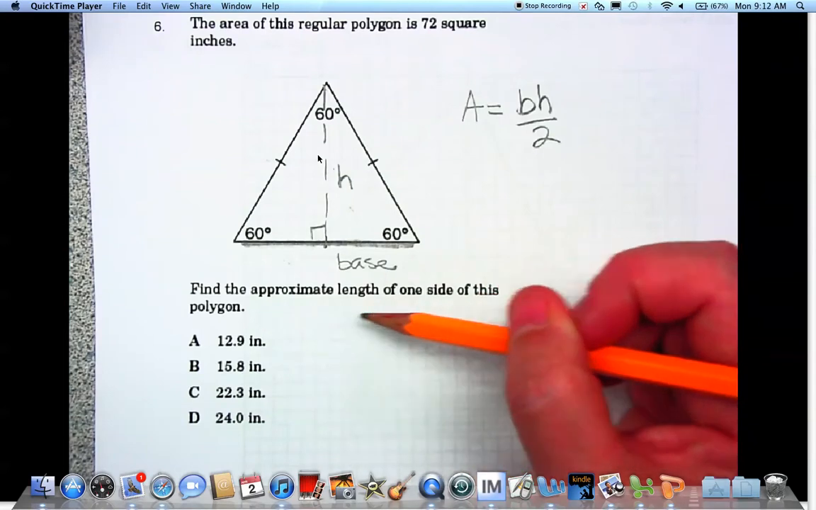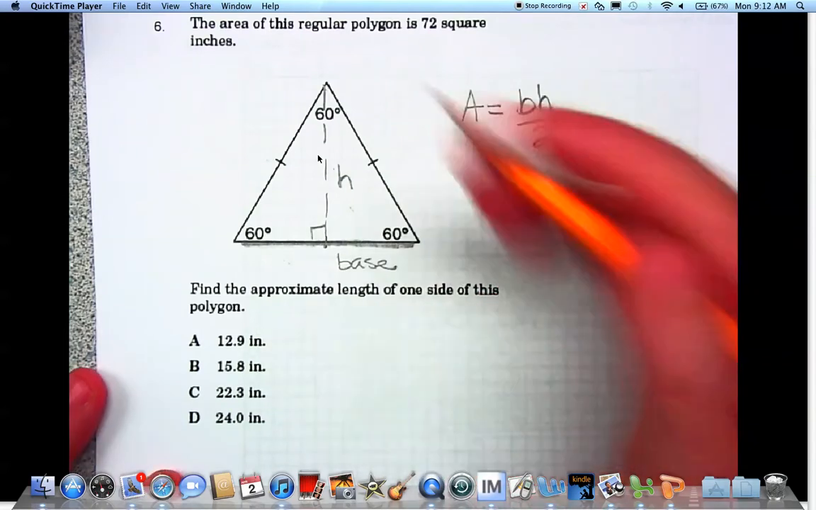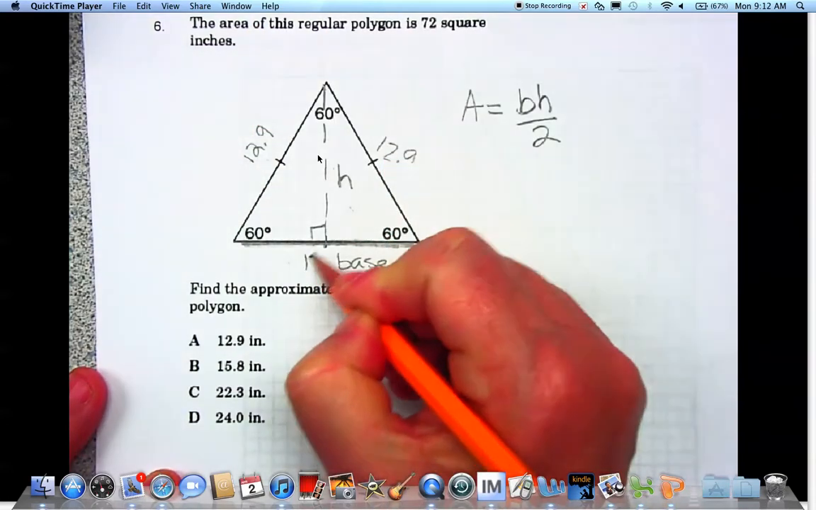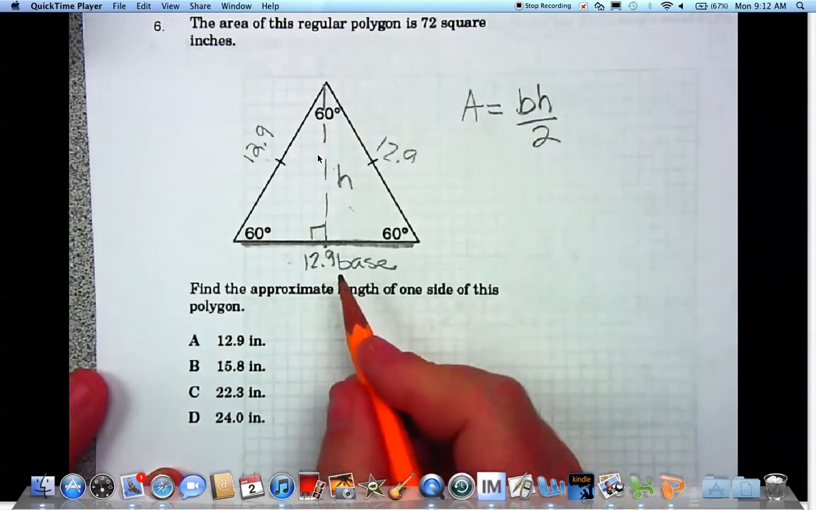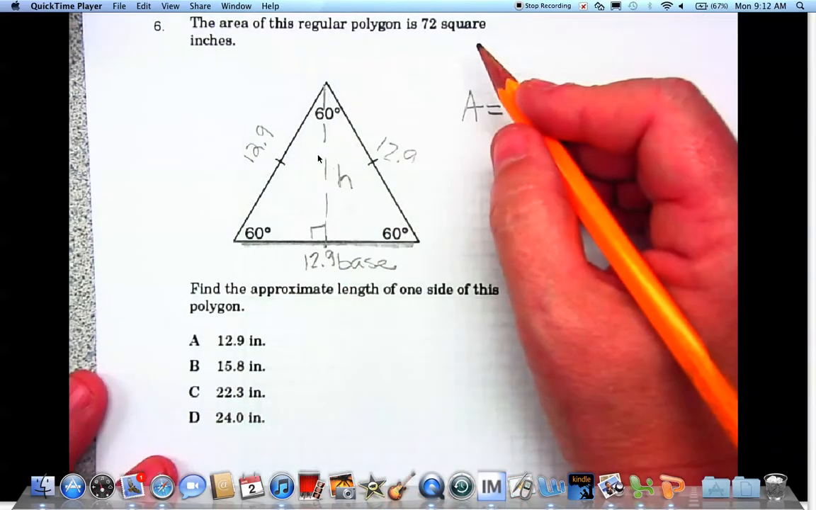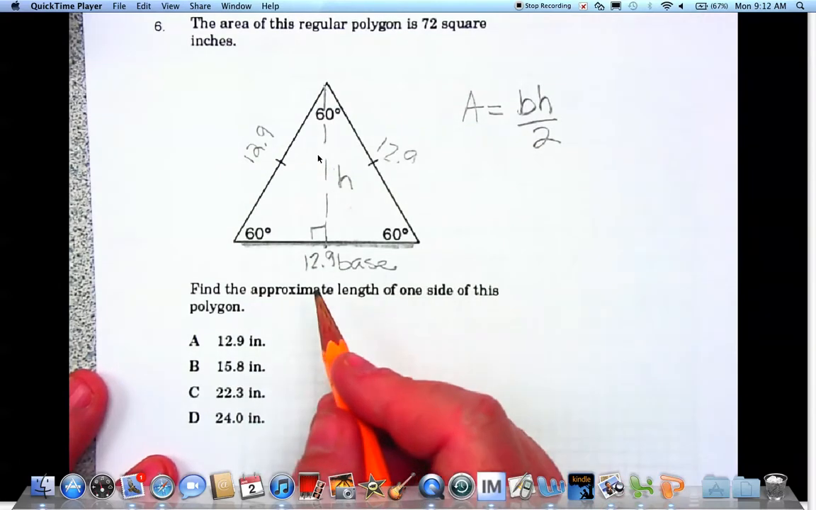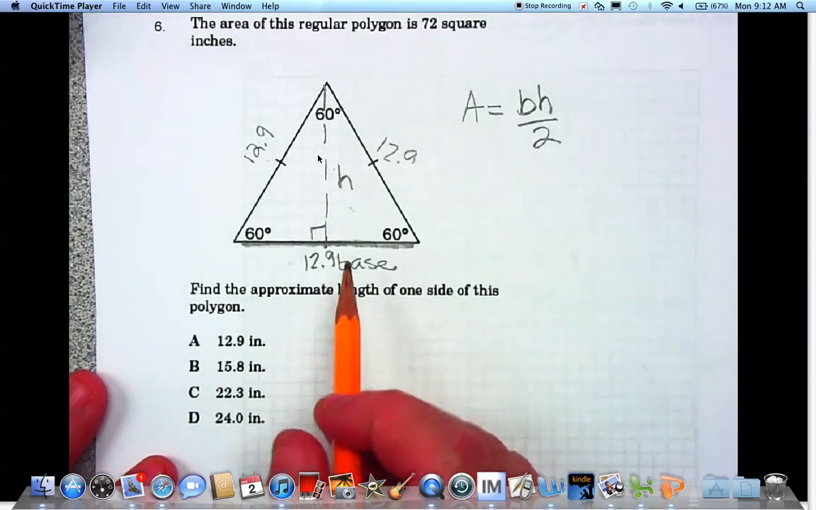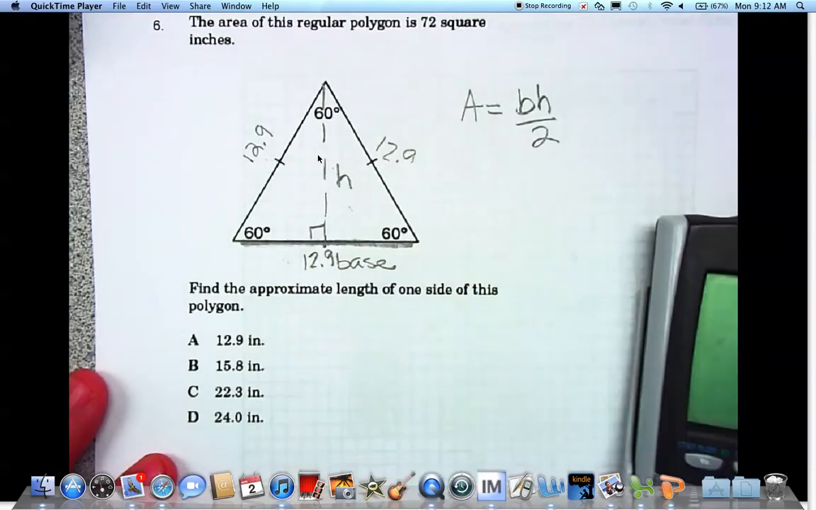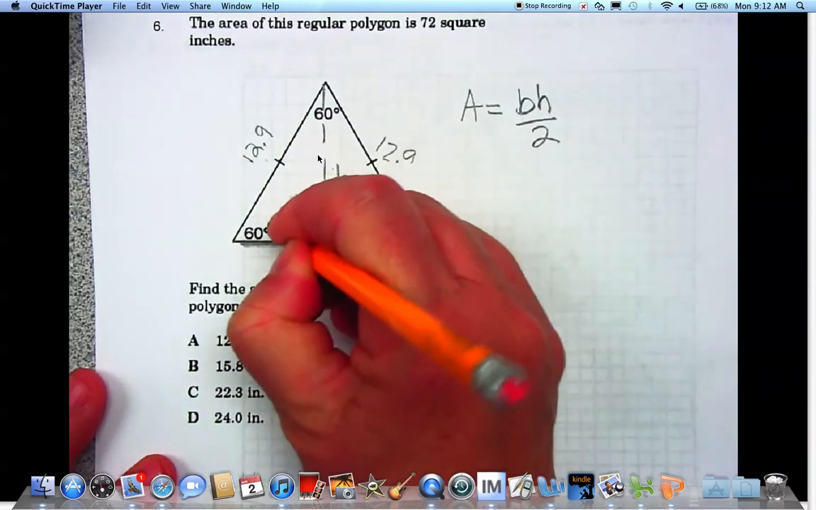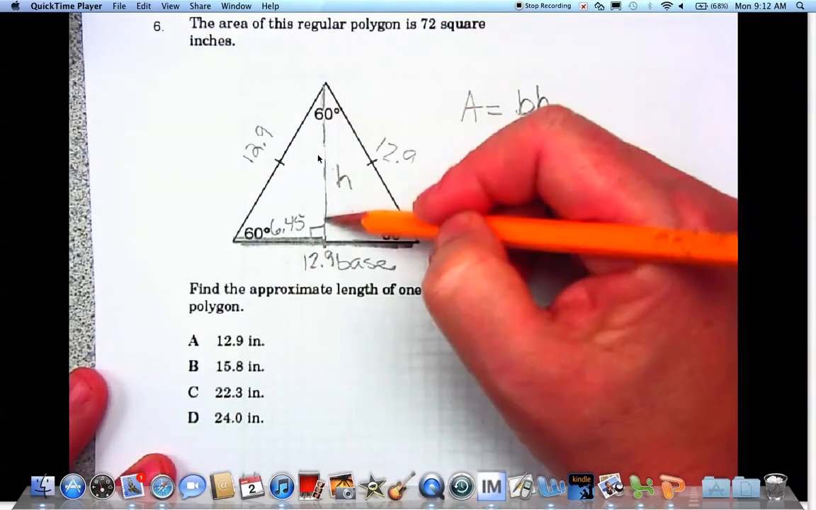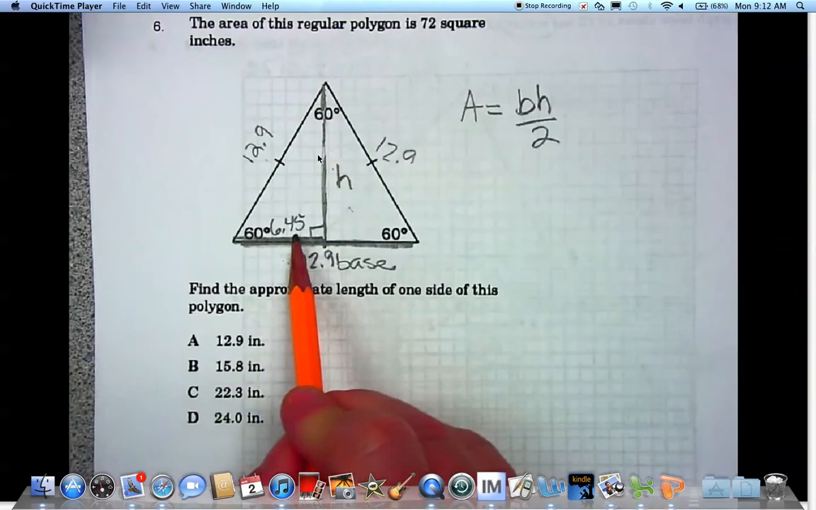It says, find the approximate length of one side, so let's see if this side is 12.9. Then we'll see if that side is 12.9, do we get an area of 72? Would the height be 12.9? No, we have to find the height. So you cut the 12.9 in half, 12.9 divided by 2, 6.45. That would be just this half. So we have a right triangle, and we can use the Pythagorean theorem.